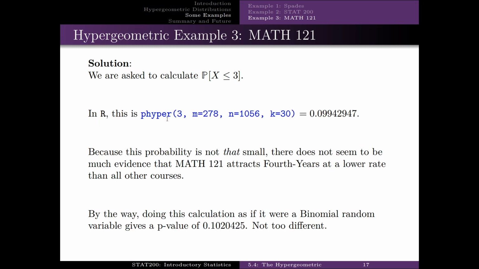P hyper, P because it's less than or equal. We got it at the 3, I made it right this time. M, N, and K given to us by the registrar's website and me being able to count the class. This is 10%. Because the probability is not that small, there does not seem to be much evidence that Math 121 attracts fourth years at a lower rate than other courses.